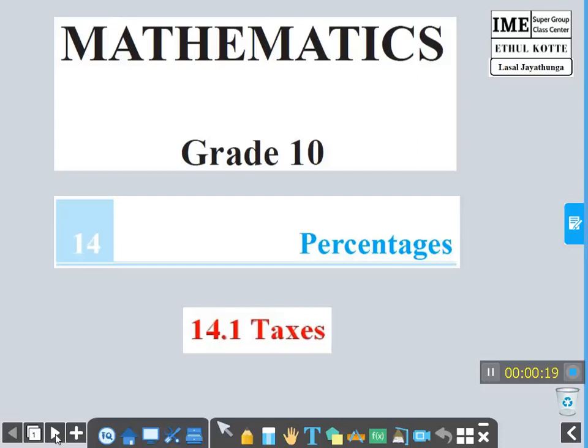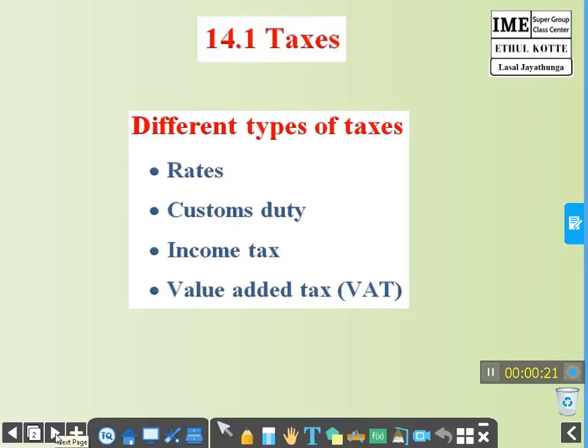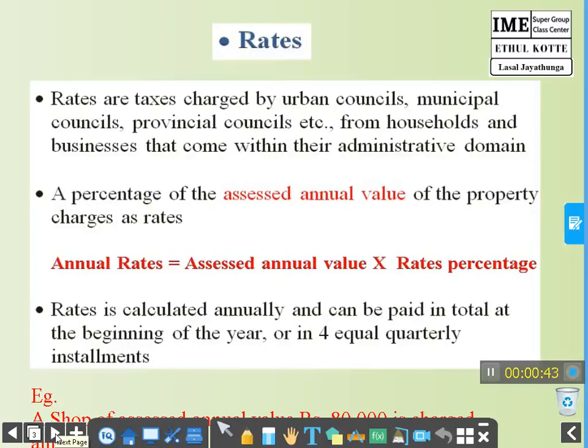In this lesson, we have to study a few different types of taxes. One we call rates, then custom duty, then income tax, then value added tax. Basically, tax is a certain income for the government, right? Now we'll study about rates.